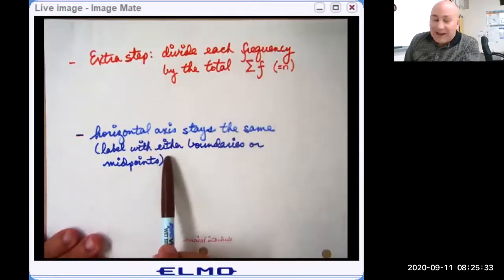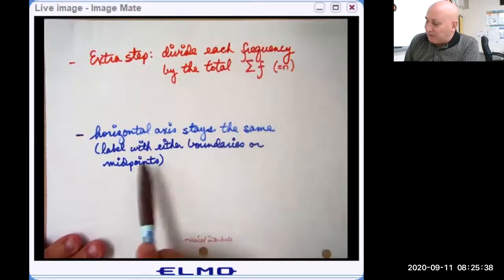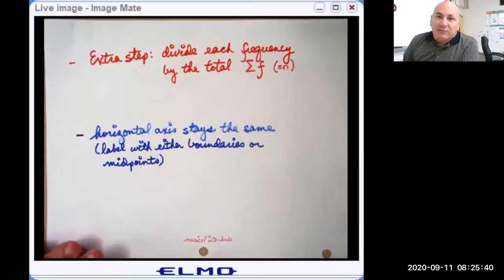So the horizontal axis stays the same. Again, I prefer using boundaries rather than midpoints, but that's up to you.